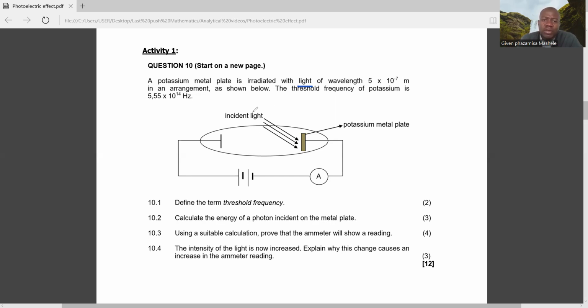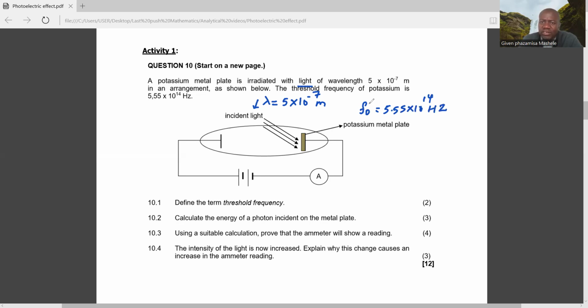So it means there is a light, and this light has a wavelength of 5 times 10 to the power minus 7 meter. It's not the cutoff wavelength, it's just the wavelength of the light. So here we're given the wavelength instead of frequency. Now, as shown below, the threshold frequency of potassium is 5.55 times 10 to the power 14 hertz.